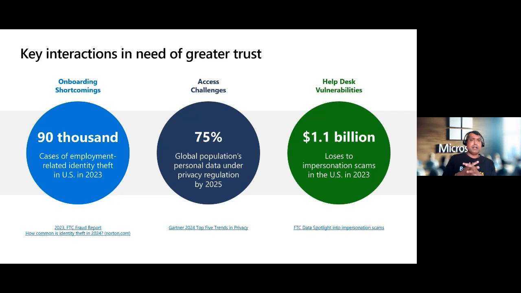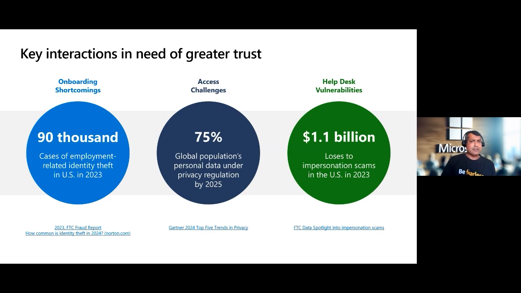In today's digital landscape, ensuring trust in key interactions is more critical than ever. Let's look at 3 areas where enhanced trust is essential. The first one is onboarding shortcomings. In 2023, there were 90,000 cases of employment-related identity theft in the United States alone. This highlights the need for stronger identity verification during the onboarding processes.